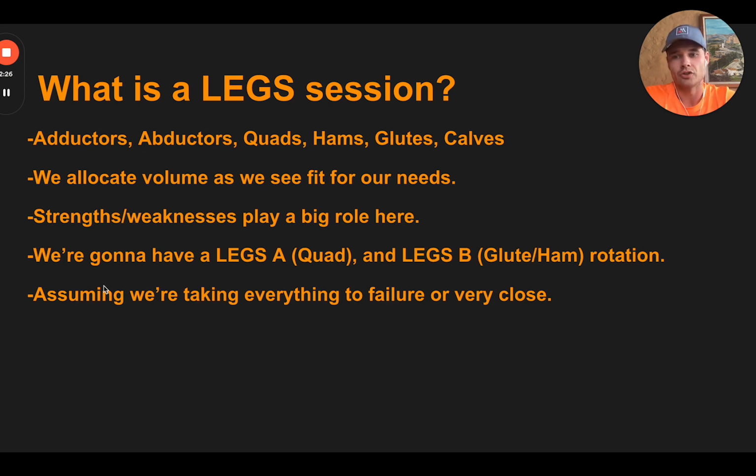So we're going to have a legs A and a legs B rotation. The first leg session will be more quad focused, and then the second leg session is going to be more glute and ham focused, but you're still going to have a bit of quad work in legs B, and a little bit of glute and ham work in legs A as well. So there's a little bit of overlap there, but each one will have a specific focus in mind for the session. And again, we're going to be taking everything to failure or very close to it.